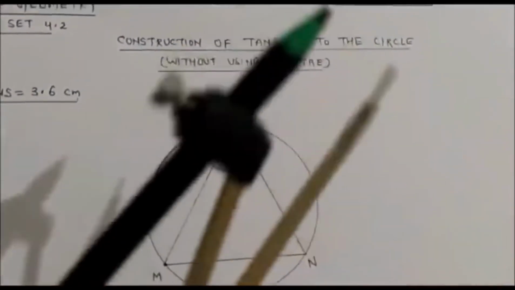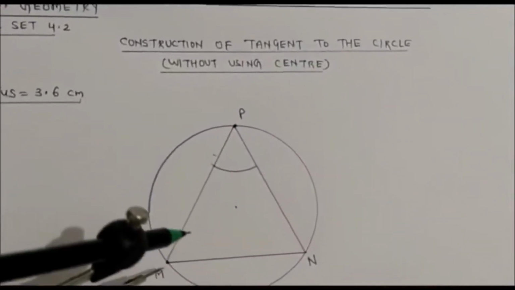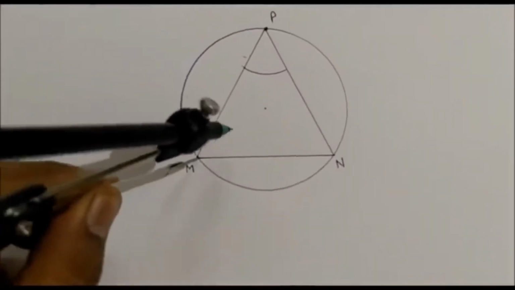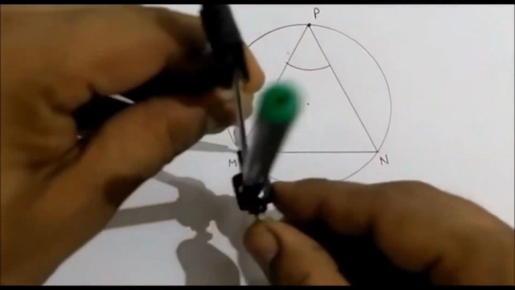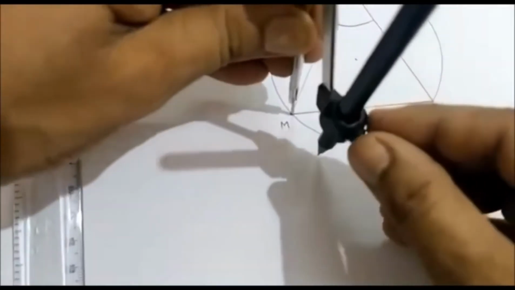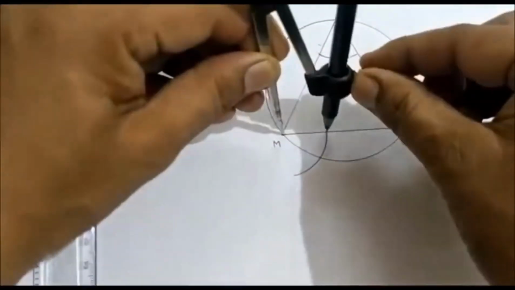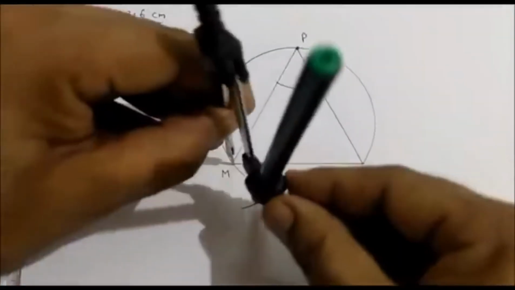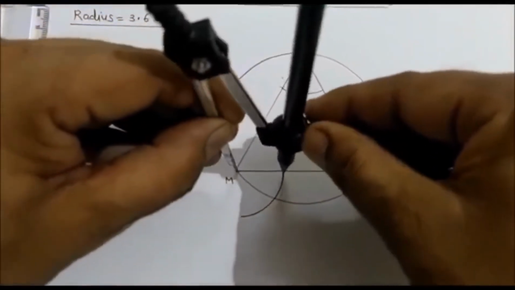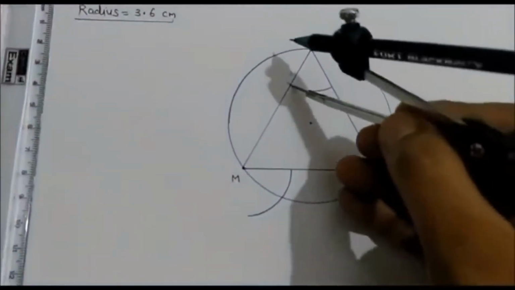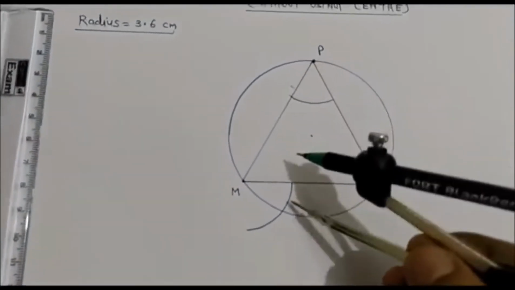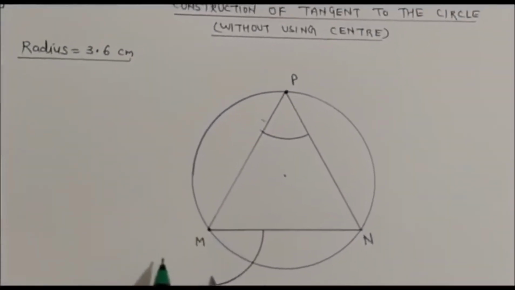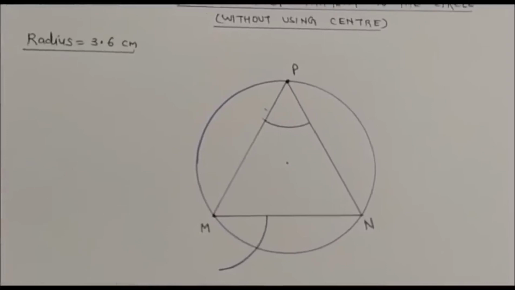Don't change the distance. Now with that same distance, keep this on point M. Okay, keep this on point M, and from down, you can draw the arc now, until it reaches this line. Okay, you can do it, students. So here we have drawn the arc, and the same arc we have drawn here from this point M. The compass is on point M, we have drawn this arc. Okay students, we can do this.